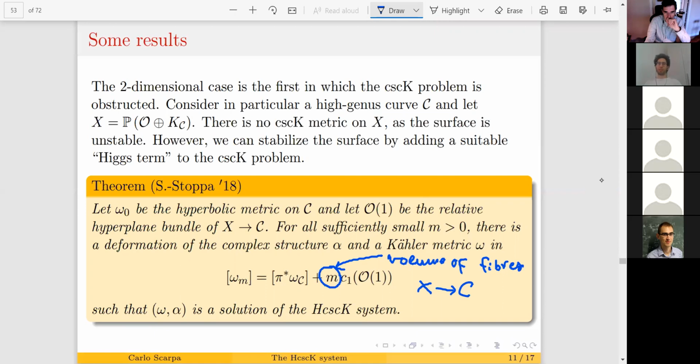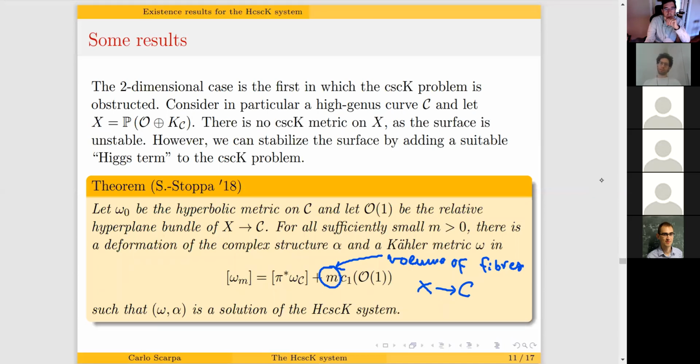So this is sort of a perturbative result, but it's neat because it shows that, as also happens for the equations on Higgs bundles, sometimes if you have an unstable bundle, you can stabilize it by choosing an appropriate Higgs term.